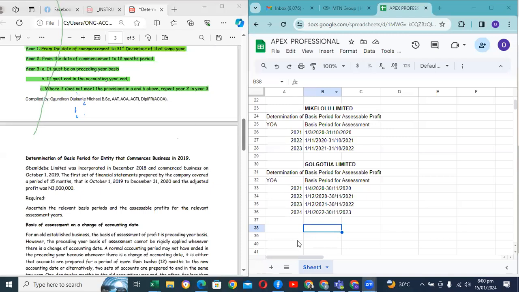Let's solve Bemidebe. Can a lady read Bemidebe? It's night already, so a lady should give us Bemidebe. You get it?